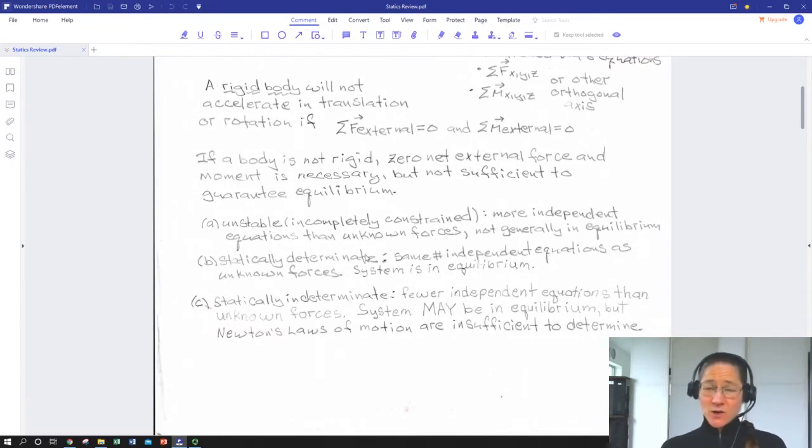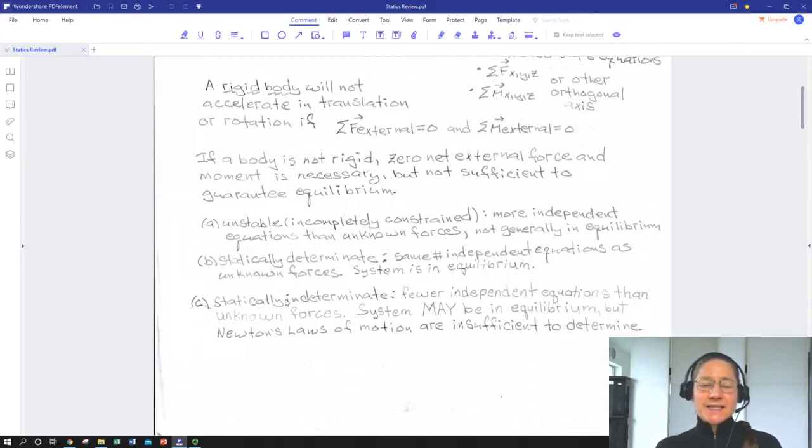You could be statically determinate, which is the case for just about everything that we've probably gone through in all of our studies of statics, where we have the same number of independent equations of equilibrium as unknown forces. So that's 3 in the case of 2D systems and 6 in the case of 3D systems. In that case, the system is in equilibrium. Whether or not we can solve for those forces and moments is another thing. But the system is in equilibrium. We just don't know what the magnitudes of everything are to satisfy those equations, but nothing's going to accelerate.